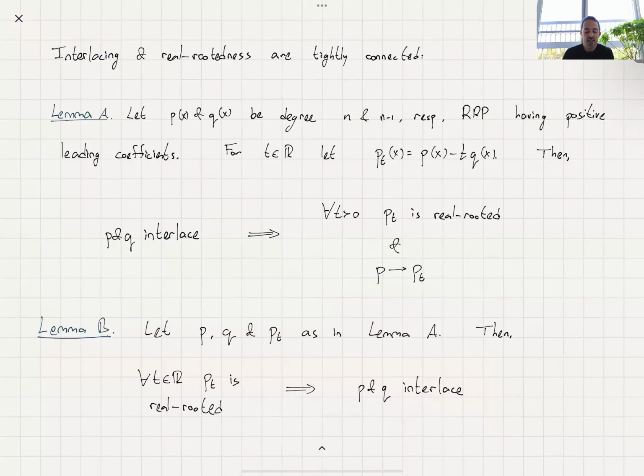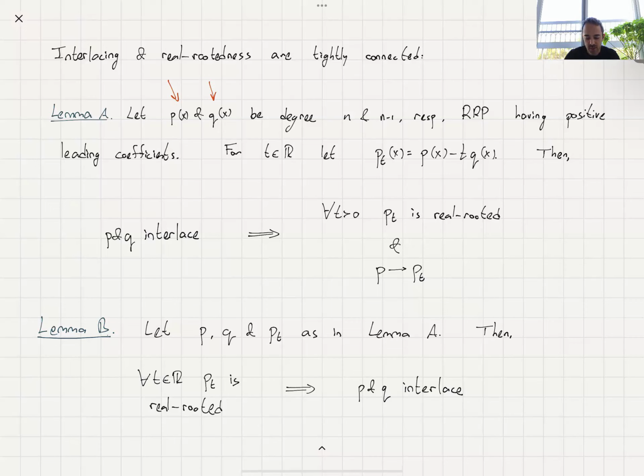So now here are the two lemmas. They are essentially a lemma and its inverse that relate interlacing and real-rootedness, general lemmas, and these were hinted to in the previous video. But let's be specific here. So let's say you have a degree n and a degree n-1 real-rooted polynomials, P and Q. And for simplicity, you need to fix it once. So let's assume they have positive leading coefficients.